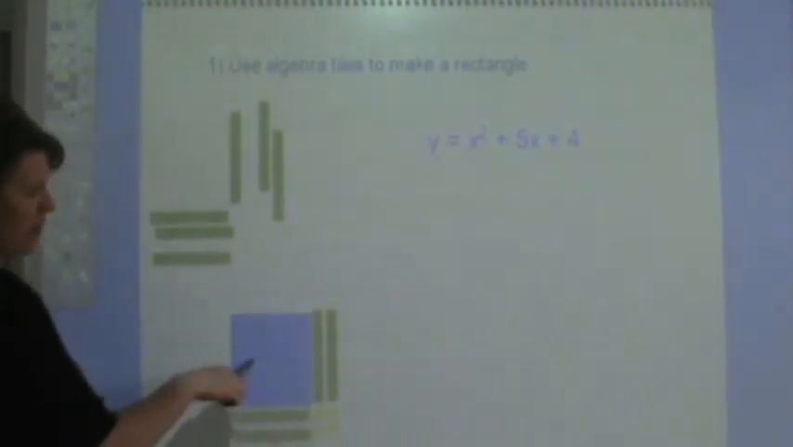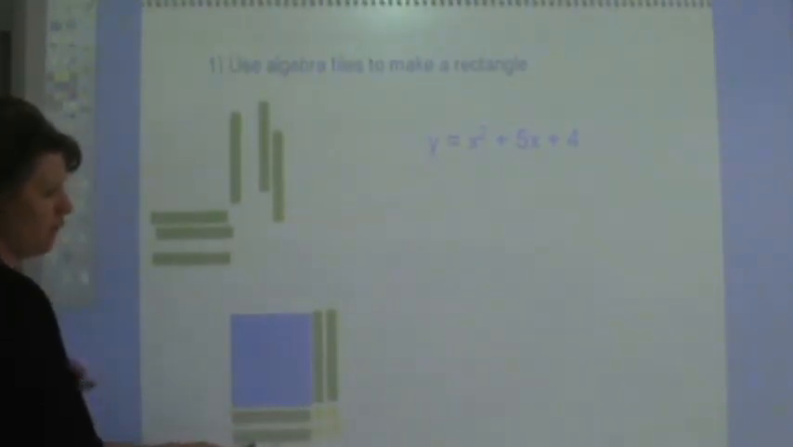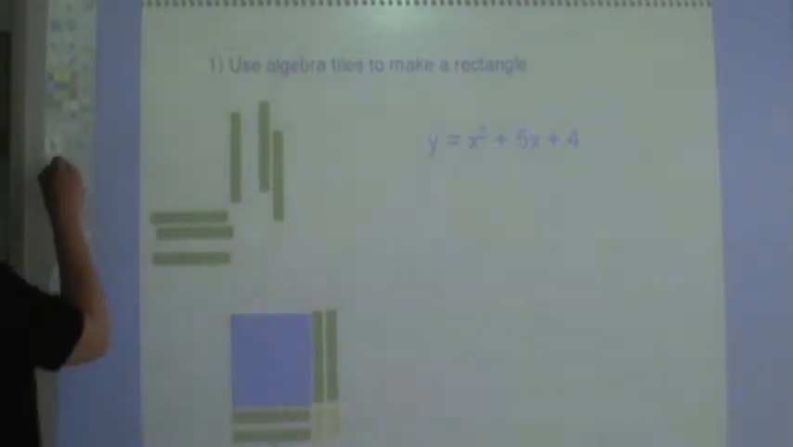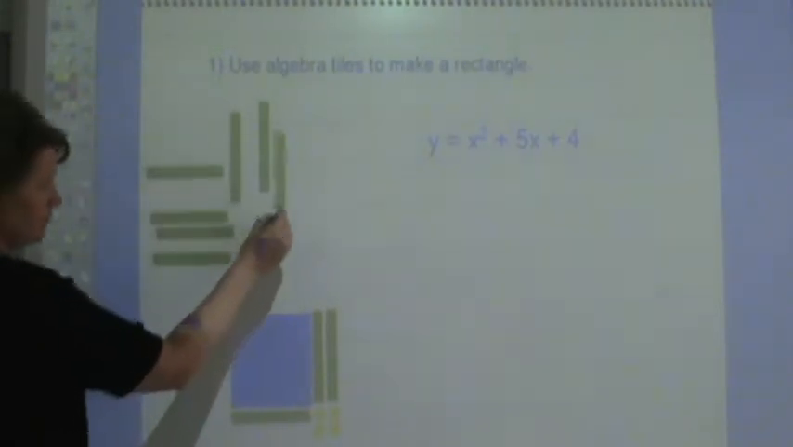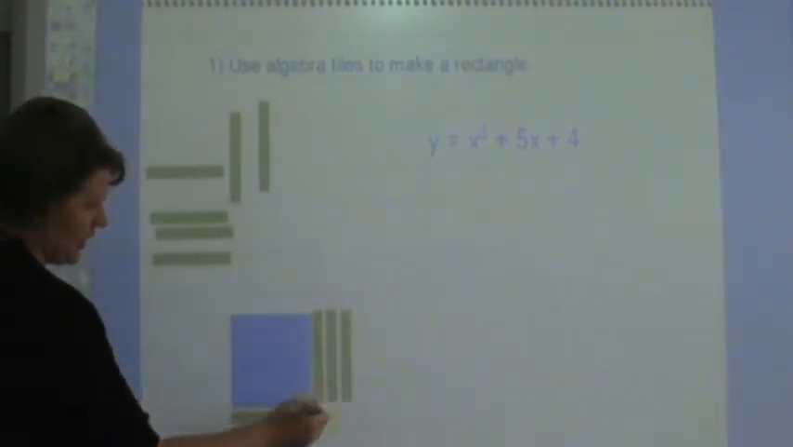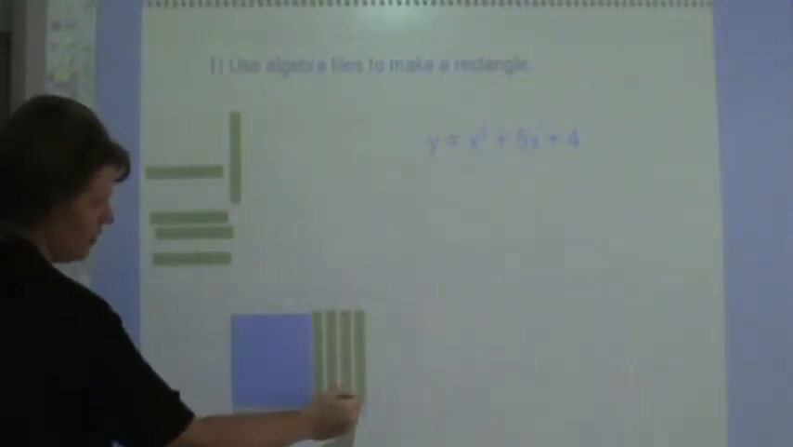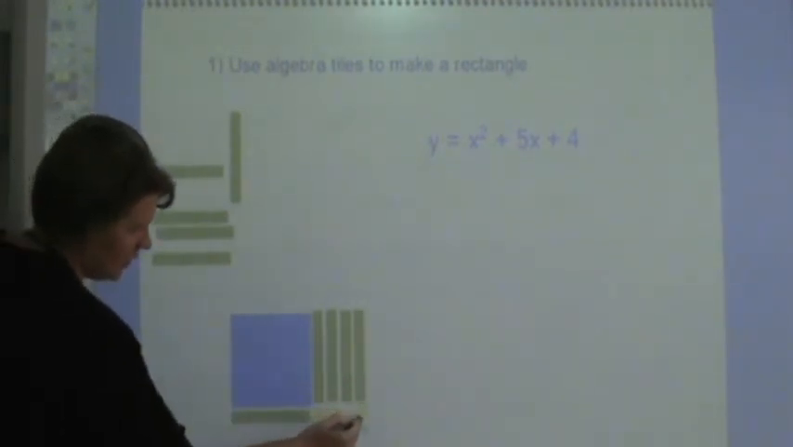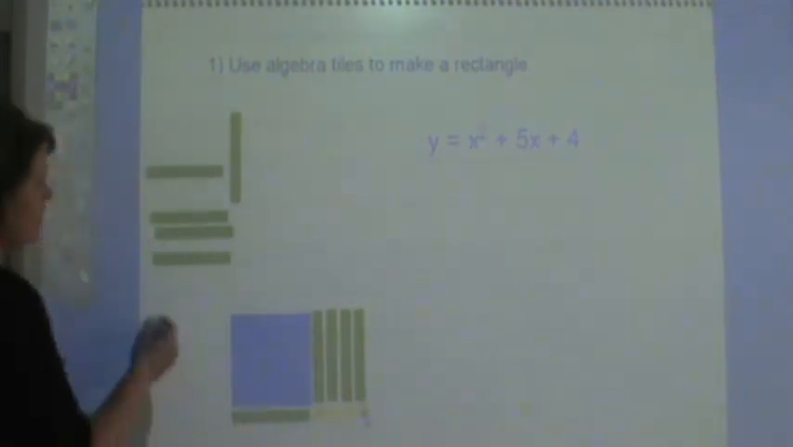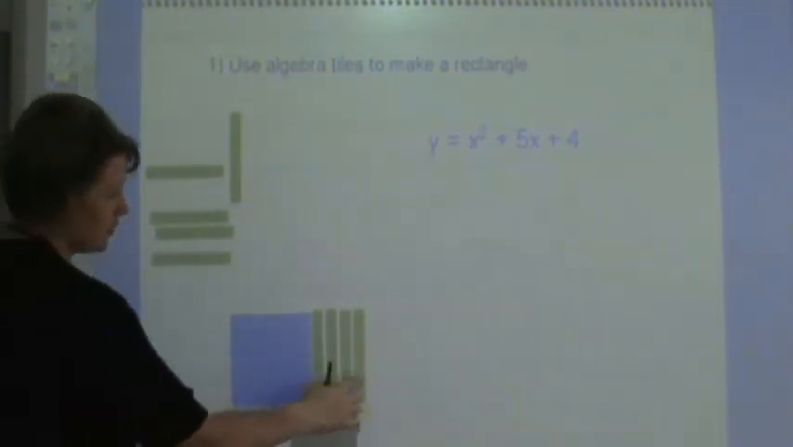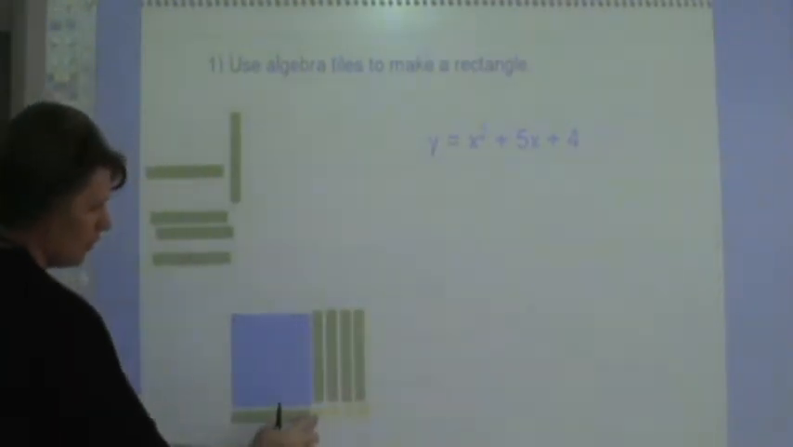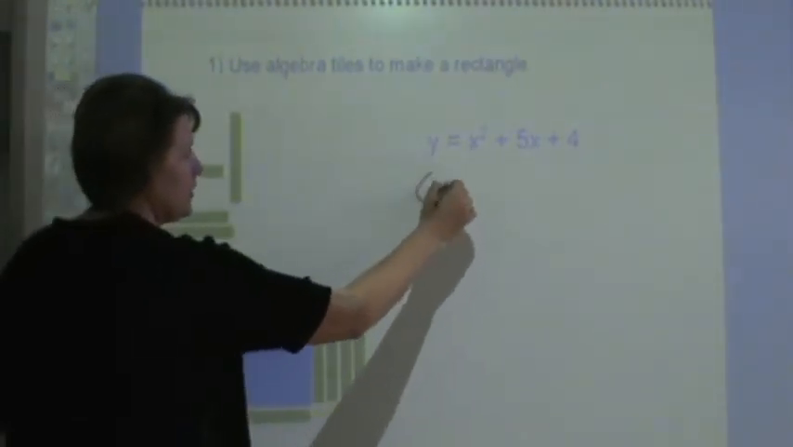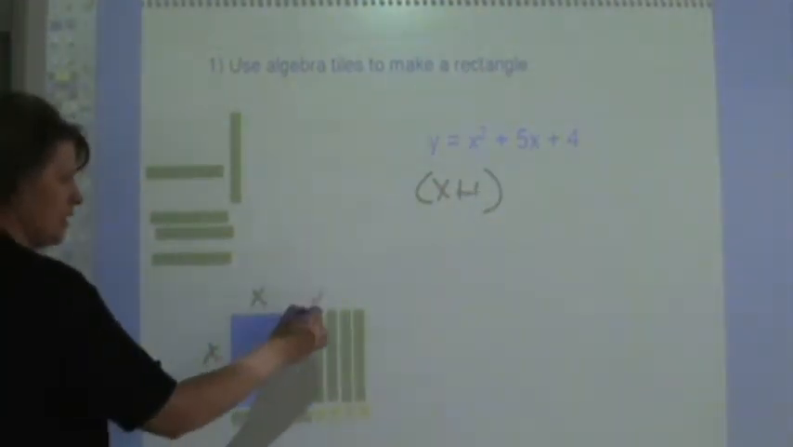I have my 4, I have my x squared, but I only have 1, 2, 3, 4 green x's. Okay, but I need 5. So let's bring one more in. All right, so now I have 4, now there's 5, so if I go like this, now it's a rectangle. So I have my x squared plus 5x plus 1, 2, 3, 4. And then my length times my width would be x plus 1 times x plus 4.